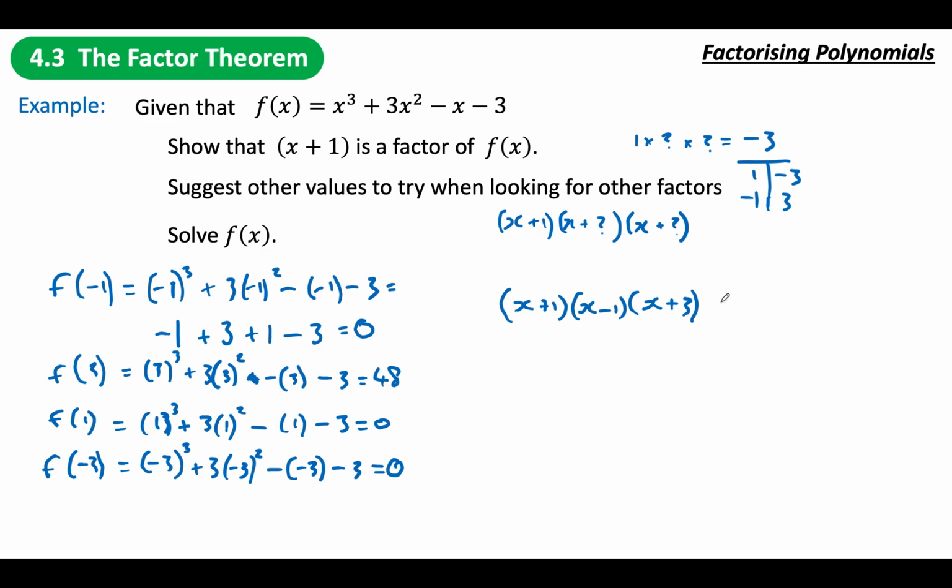And we need to solve f of x for when x equals 0. This will be x will be equal to -1, x will be equal to +1, and x will be equal to -3. Just like you do with your quadratics, that is how you get your answer. Okay, your answers, you're trying to make the brackets equal 0. Yeah? I hope that made some sense.